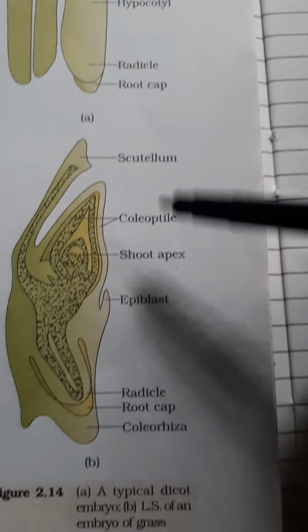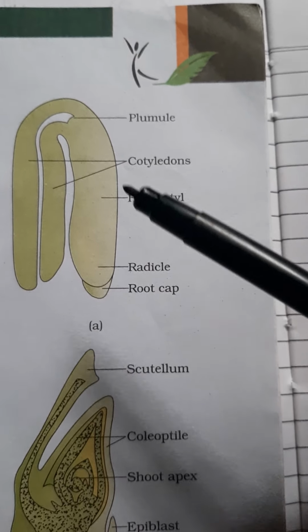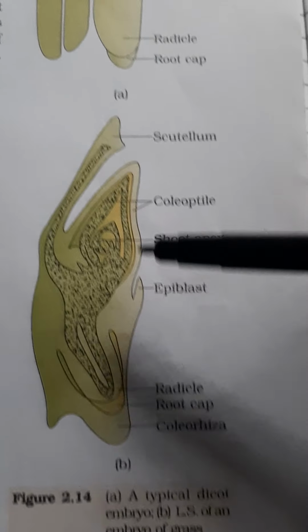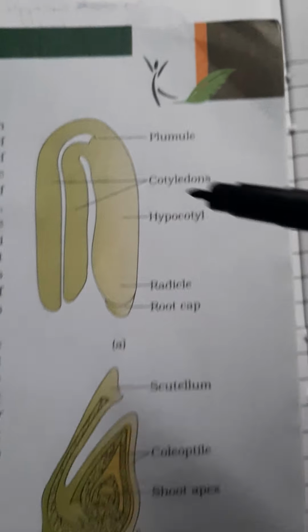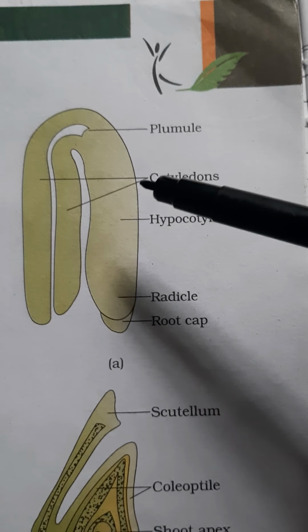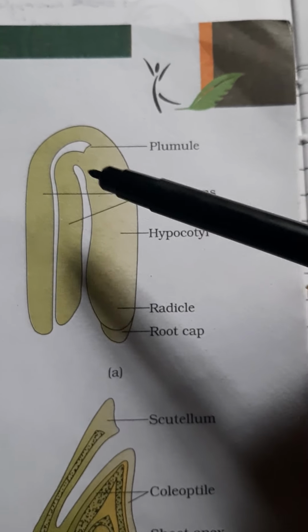Next we will see a typical dicot embryo. This is a typical dicot embryo, and they are comparing it with the LS of an embryo of grass, that means a monocot embryo. So first we will study the dicot embryo. In the dicot embryo you can see two cotyledons, and we can draw the two cotyledons here.